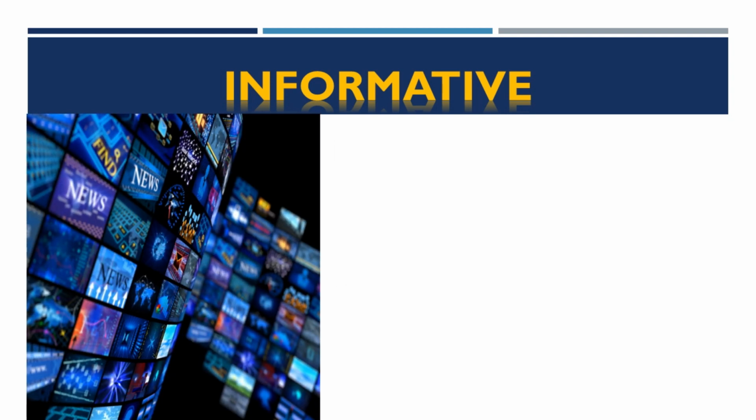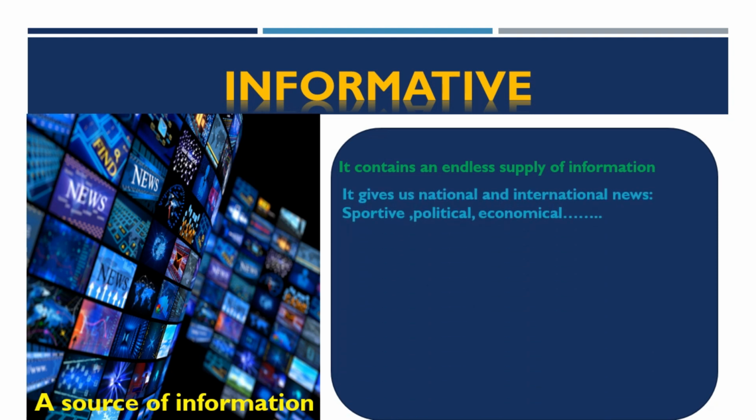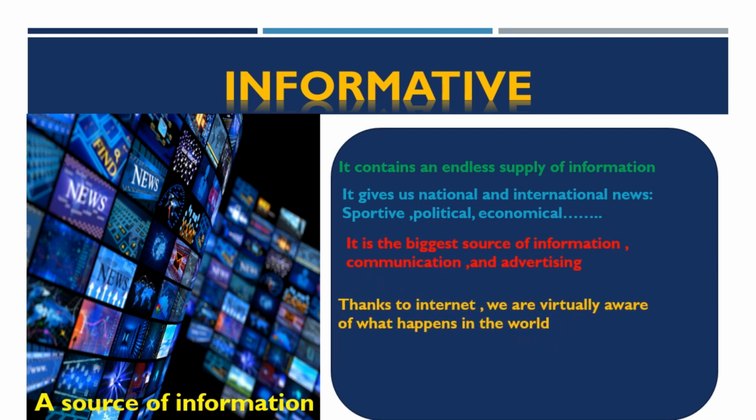Now for informative, this is a topic sentence. You can say it is informative or a source of information. And you give supporting sentences. For example, because it contains endless supply of information, it gives us national, international news, sportive, political, etc. It is the biggest source of information, communication, and advertising. Thanks to internet, we are virtually aware of what happens in the world. It is a window of the world, or it turns the world into a global village.